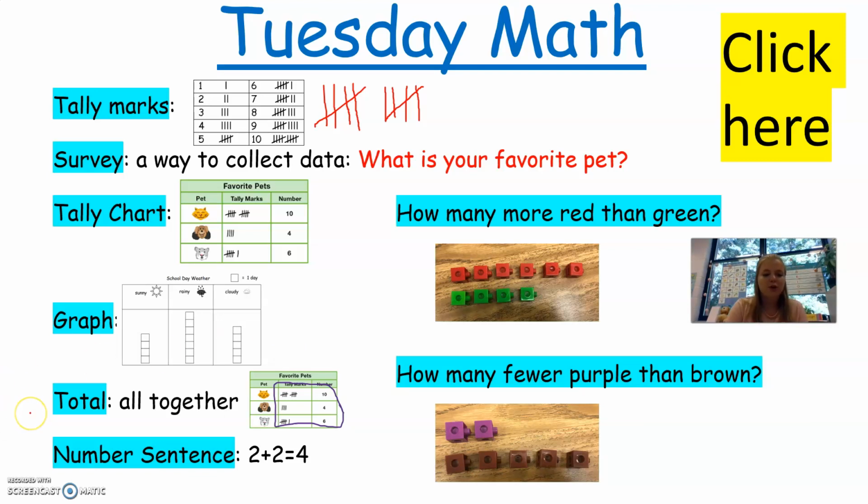Okay, remember, total means how many people voted all together. And we can do this by counting everything up, or writing a number sentence and adding it all together. Okay? That brings us to number sentence. Number sentence is like an addition or a subtraction statement. So like 2 plus 2 equals 4 is a number sentence. Or 3 minus 2 equals 1 is a number sentence.